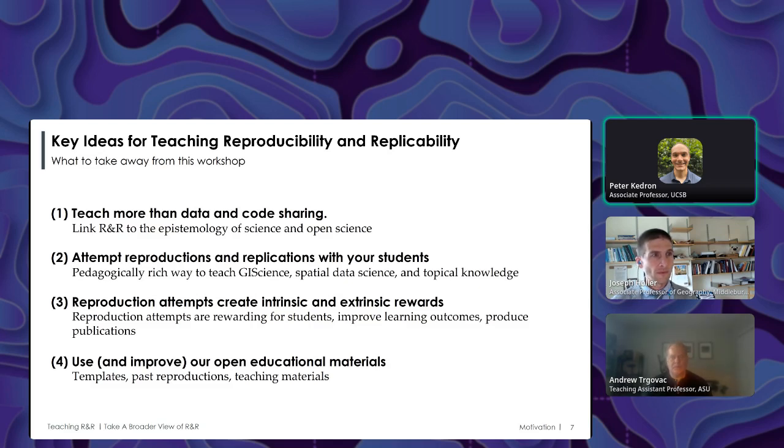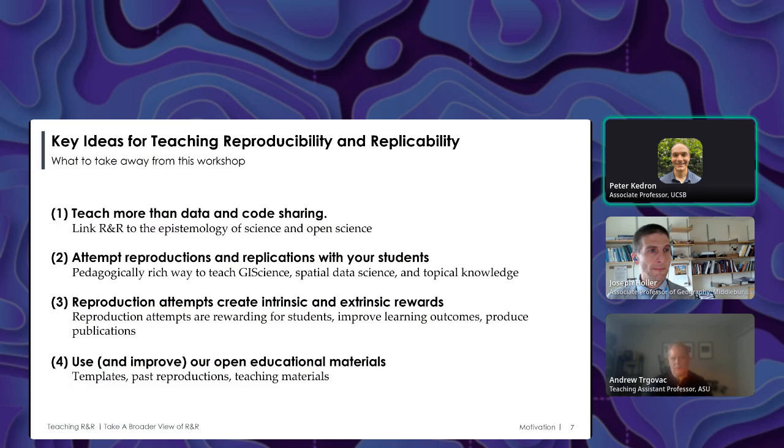The second thing we want to emphasize is that it's one thing to talk about these things, to present them in the abstract, but really attempting reproductions and replications with your students is an extremely rich way to teach GI science concepts, to teach spatial data science, and also just to teach topical knowledge, to be honest. We've done replications and reproductions across a wide range of human geography and even to some extent physical geography studies at this point. So we've covered lots of things in these, and we'll show you how we've done that in the classroom.